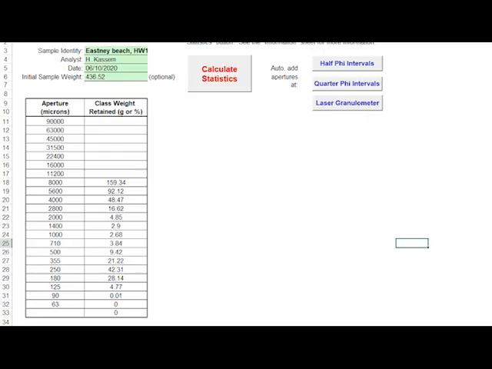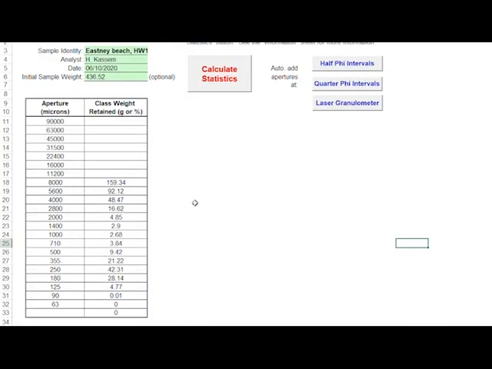Okay, so now that I've got all my weighed masses, I'm ready to analyze the data. I'm using this piece of software called GRADISTAT, which is based on a paper by Blott and Pye, and you can download the software online from their website. Here I'm just inputting the sample identity, the date, and the initial sample weight. This is my first replicate. I could obviously do this for multiple replicates.